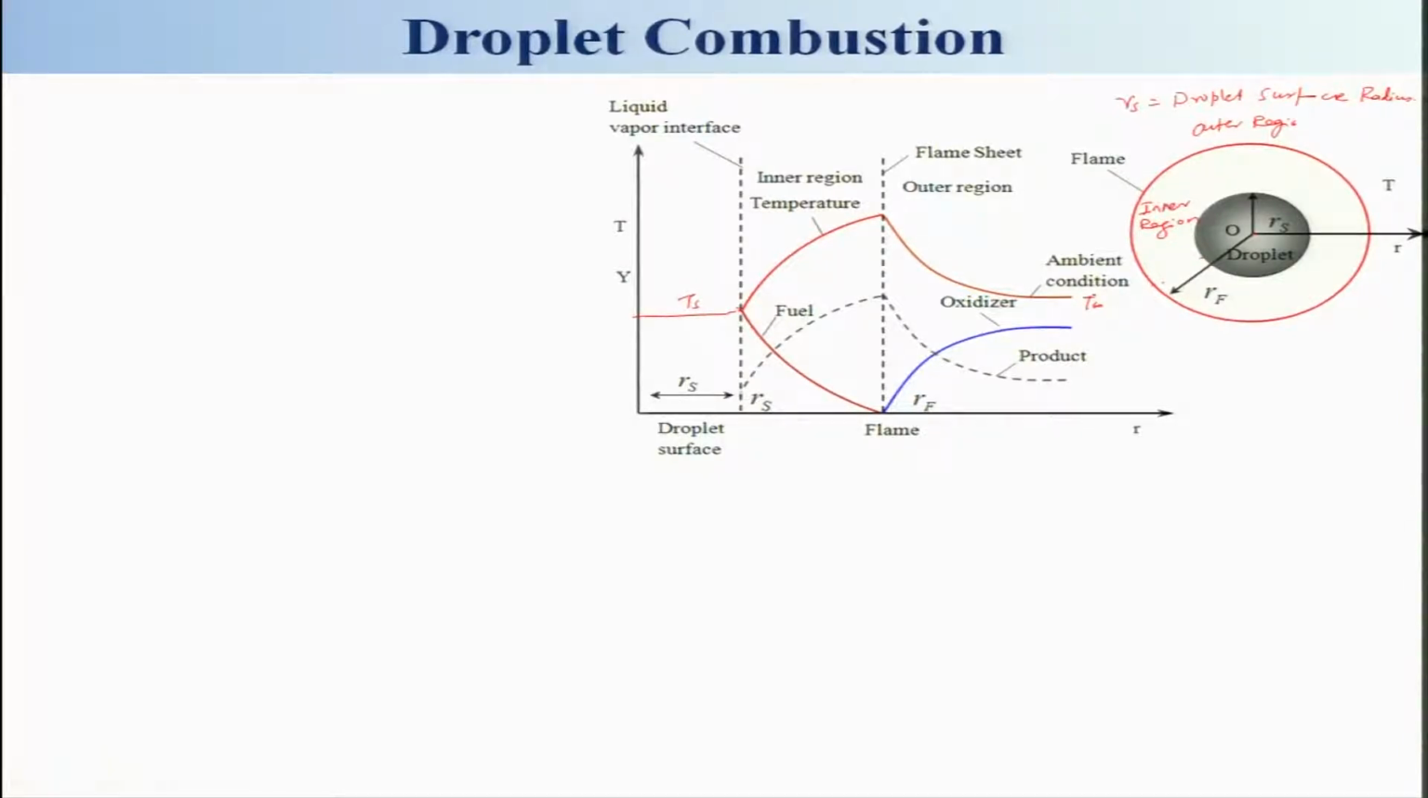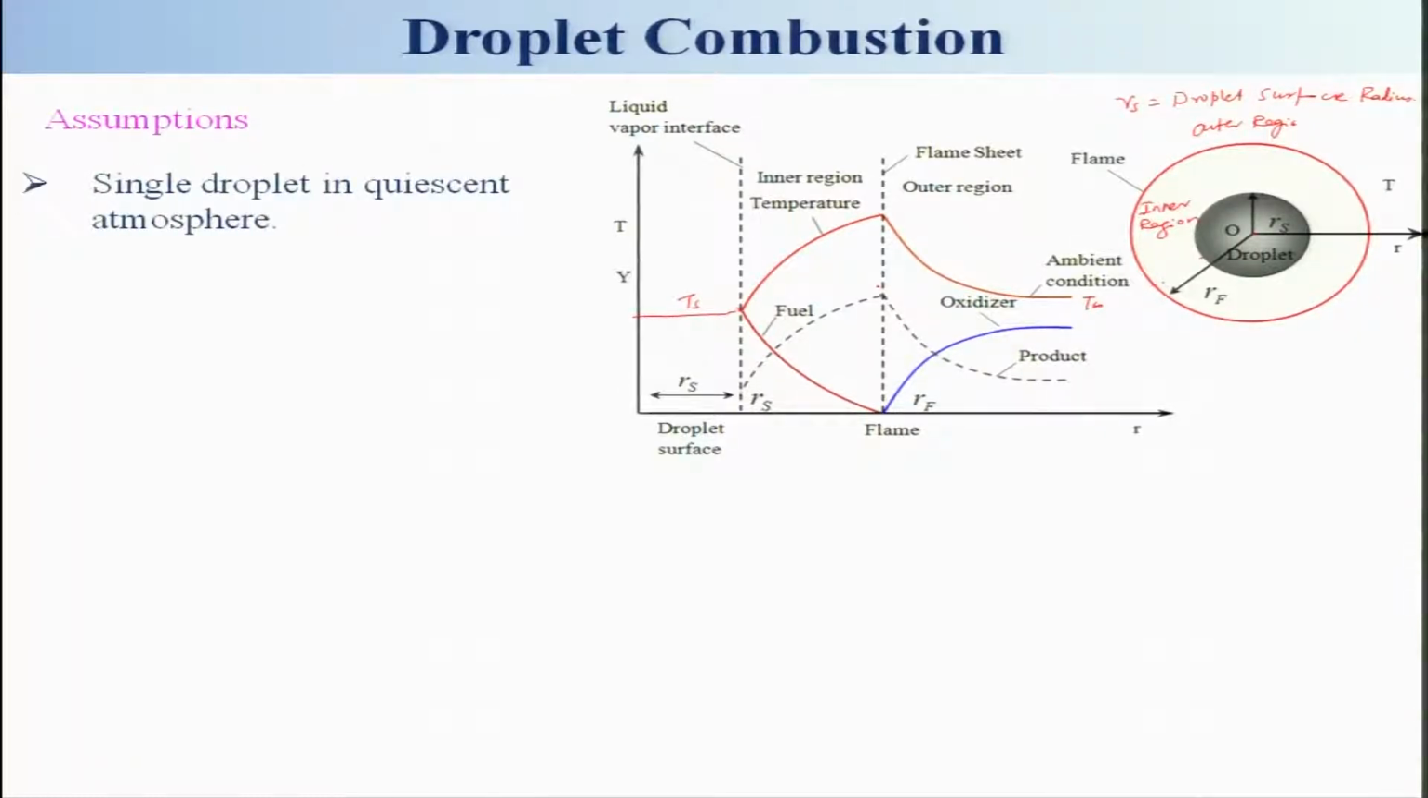And similarly, if you look at the fuel mass fraction, it is decreasing. It will be maximum at the droplet surface, and it goes on decreasing, and then it becomes 0 at the flame location. And similarly, the mass fraction of the oxidizer will be decreasing, and it becomes 0 at the flame surface, and this is the flame sheet. And the product, of course, will have a peak value at the flame surface, because product is formed. And keep in mind that this is the approximation we are making, the thin flame approximation.